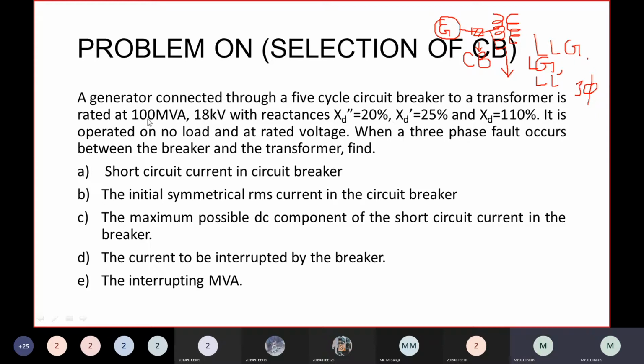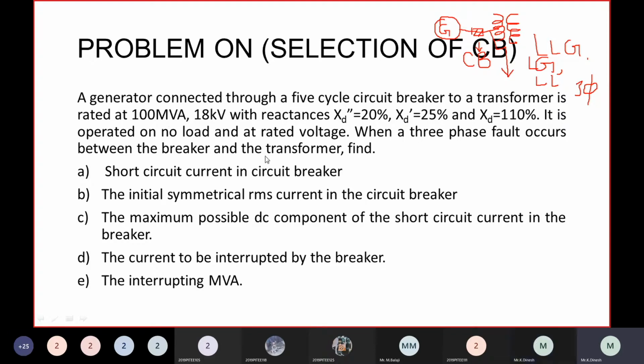So the ratings are given: 100 MVA, 18 kV, with the reactances. The subtransient reactance is 20%, the transient reactance is 25%, and the steady state is 110%. These are all the numerical information given in the problem. The power rating is 100 MVA, the kV rating is 18, and the subtransient, transient and steady state reactances are given.